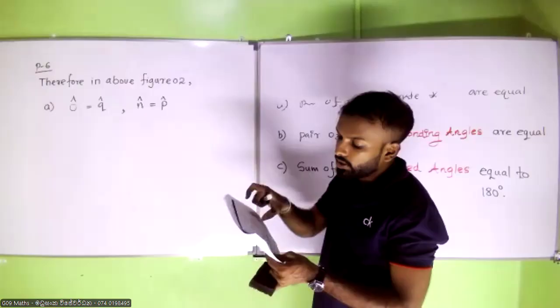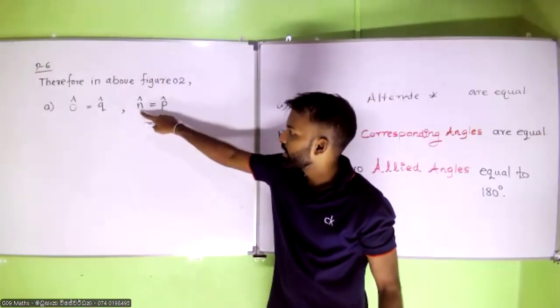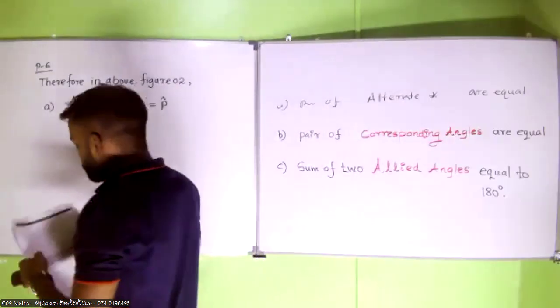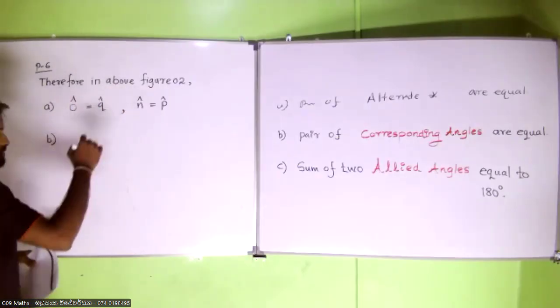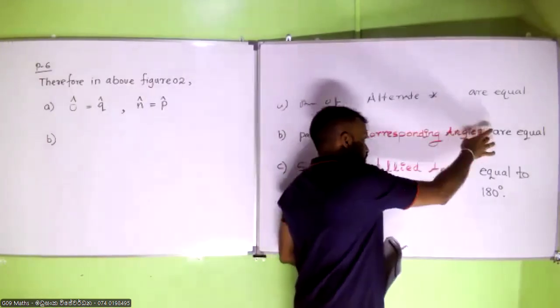Since they are between parallel lines and a transversal, angle N equals angle P, alternate. Then B. So please write this: pair of corresponding angles are equal.